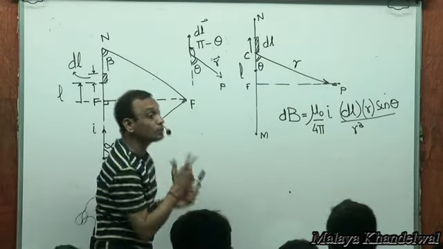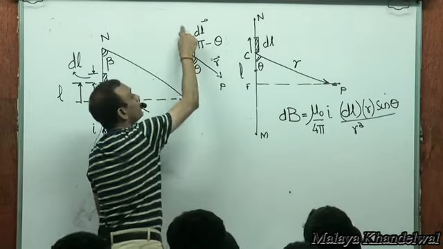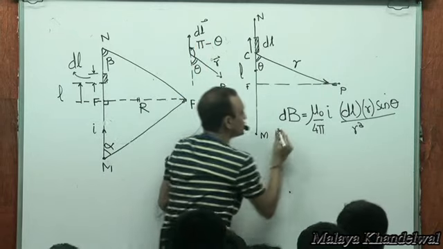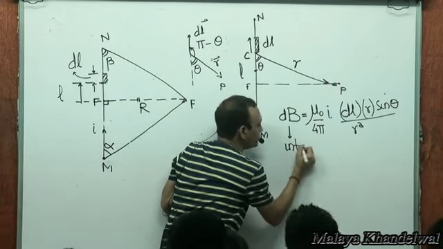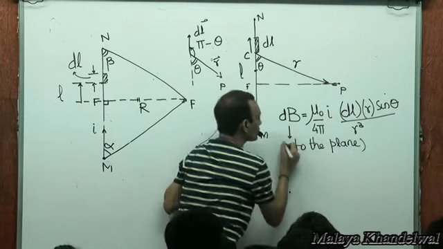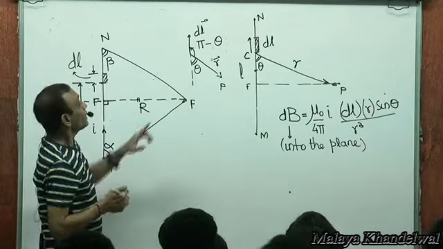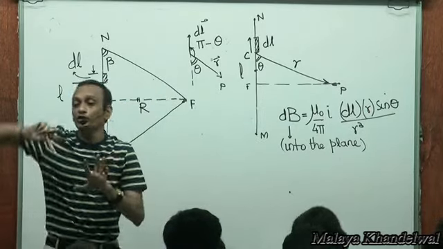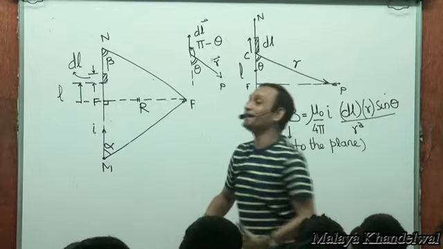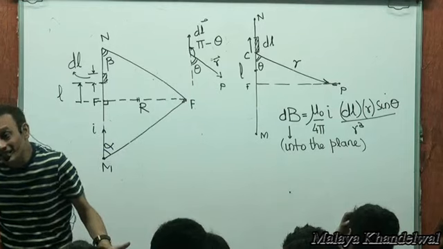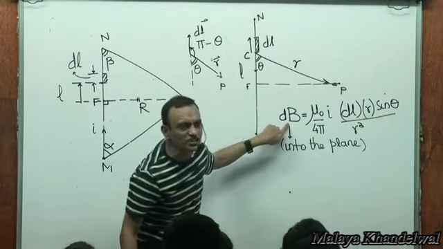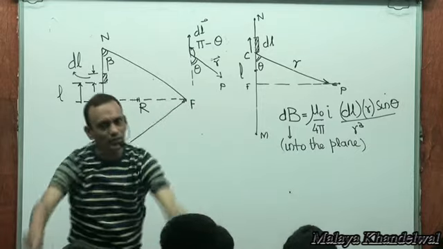And the direction of dB, realize this is dl, this is R. dl cross R is into the plane of the board, yes or no? So the direction of this dB is into the plane of the board. Yes or no? All these dls therefore produce field into the plane of the board. So the direction of all the dBs is the same. So I can add all the dBs like I add scalars, right? So the net B at the point P would be the scalar summation of these dBs because they are all into the plane of the board, right?